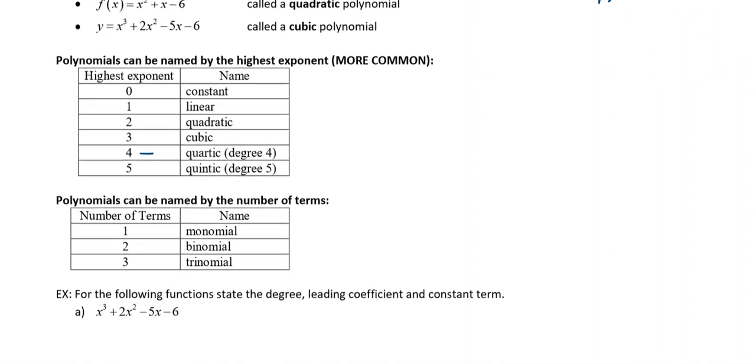And you guys have seen this before too. If you have one term, like 3x squared, that would be considered a monomial. If we had 3x squared minus 4, that would be a binomial. There are 2 terms there. If I had 3x squared minus 4x plus 2, that would be a trinomial.